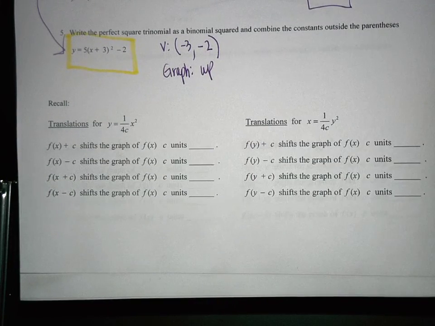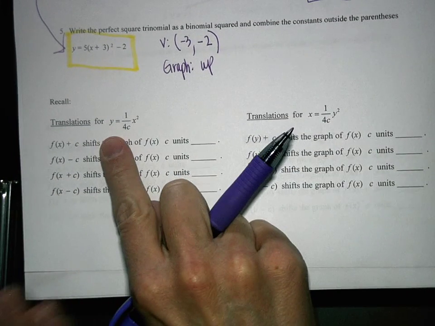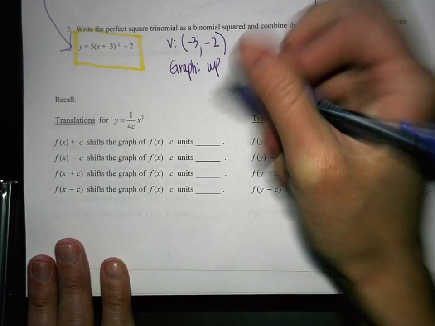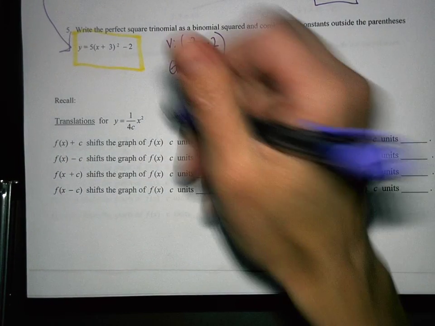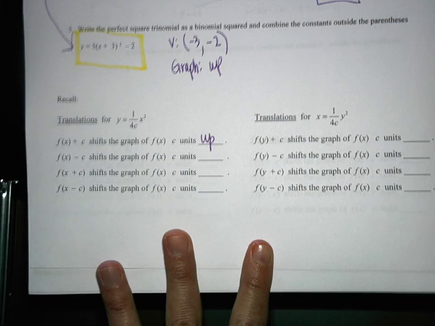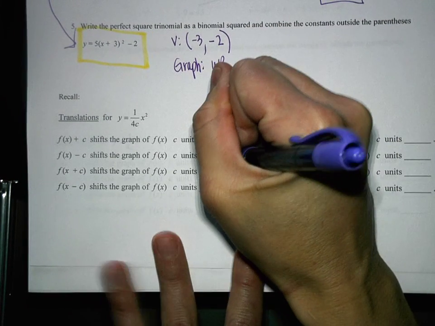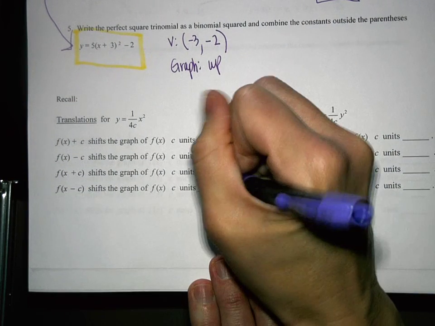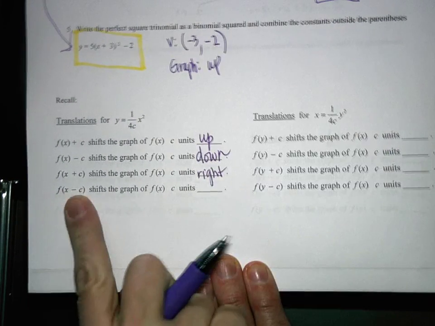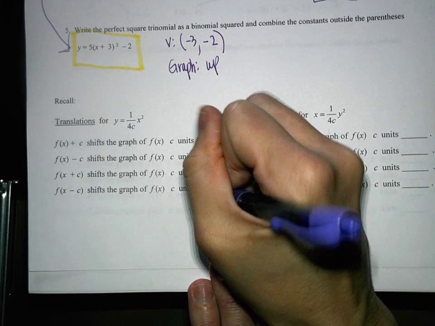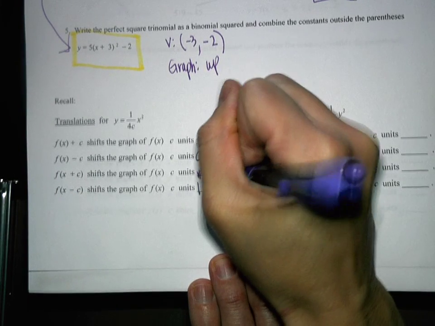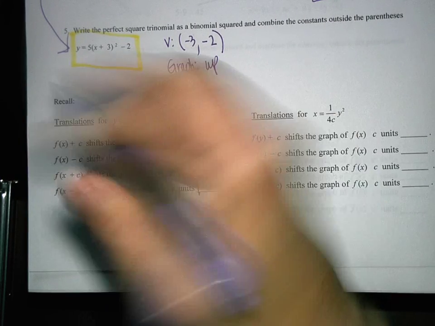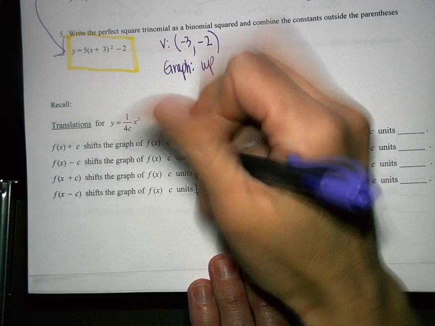Also, I just want us to think back here. If it is a y equals graph and you have your f of x formula, if it's adding c, that means it's going to be going up c units. If you have a minus c, it's going down. Inside the parentheses, with a plus c, you'd set that equal to 0, it's actually going left, and minus c here would be going right.